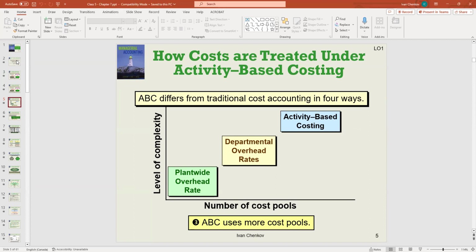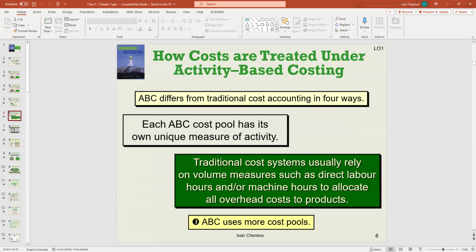But if we go to the department level, we can calculate the manufacturing overhead for the specific department. And that manufacturing overhead rate will be more accurate and more complex to calculate. Activity-based costing will be the most accurate, but it's going to use a lot of cost pools. That's why the level of complexity will be too high.